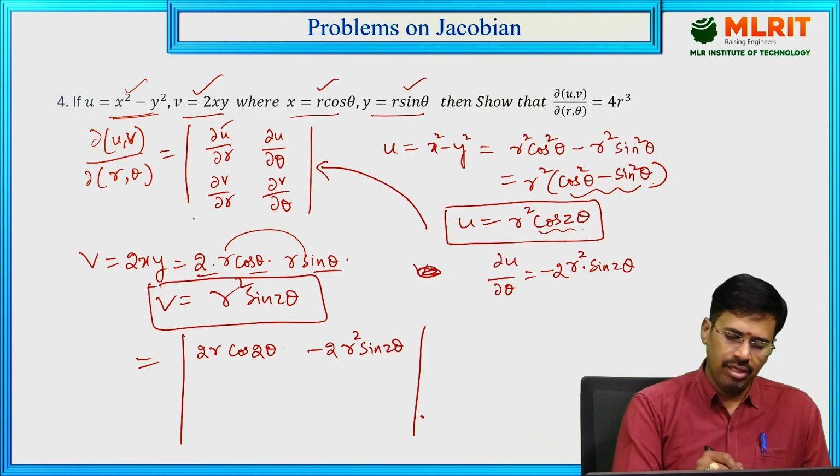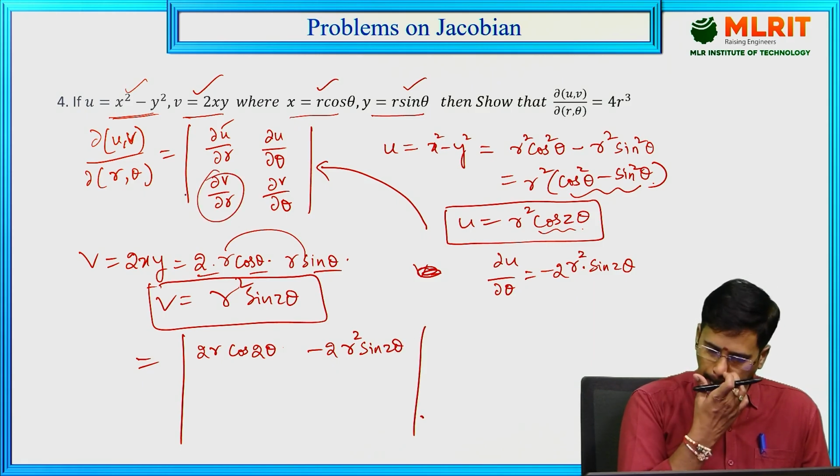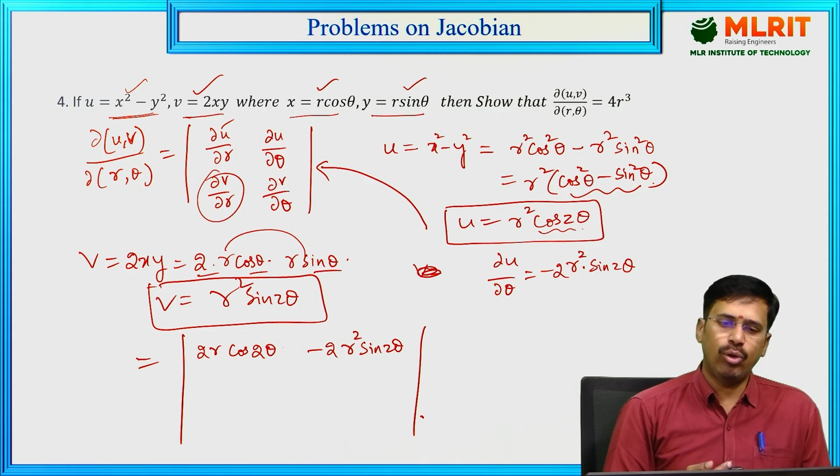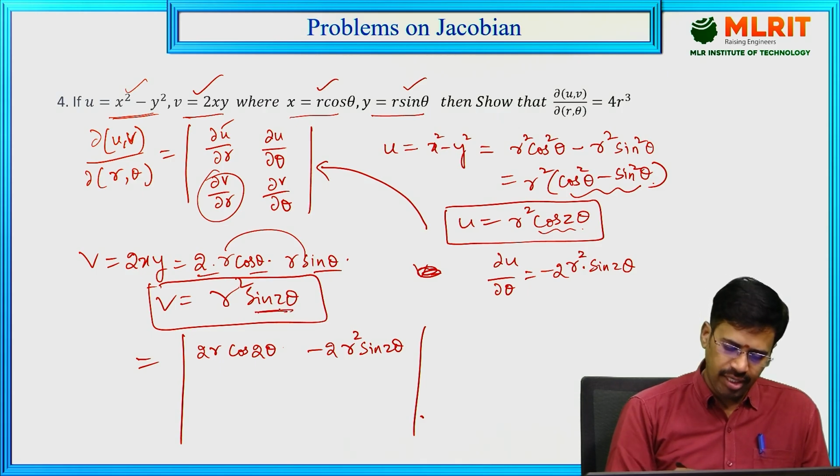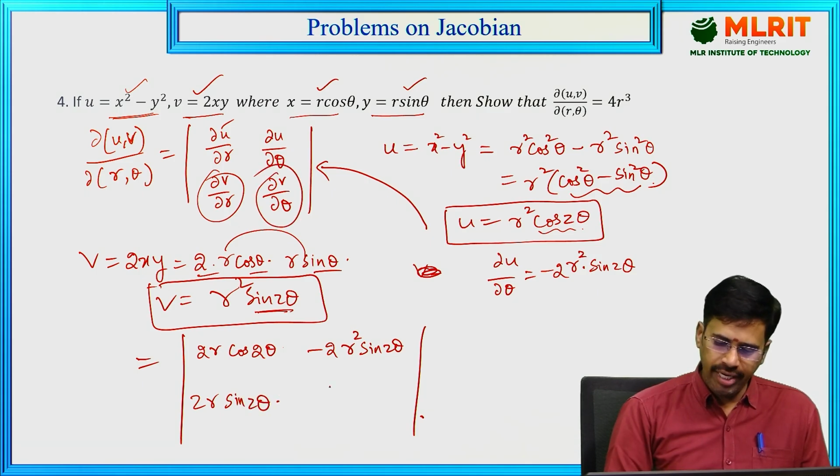Next, ∂v/∂r. Differentiate v with respect to r. So theta terms constant and r square derivative 2r and sin 2 theta. Next, coming to ∂v/∂θ. So with respect to theta, I am differentiating. So sin 2 theta derivative is 2 cos 2 theta.